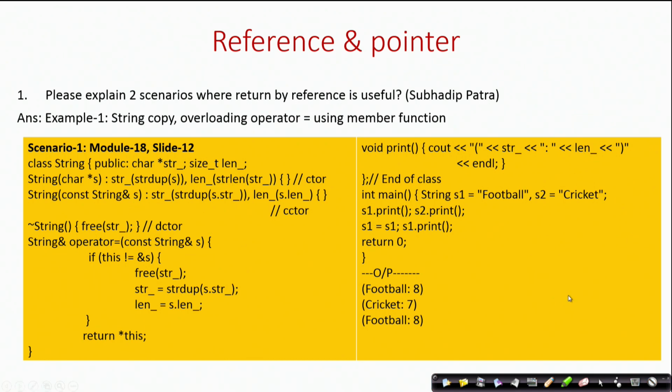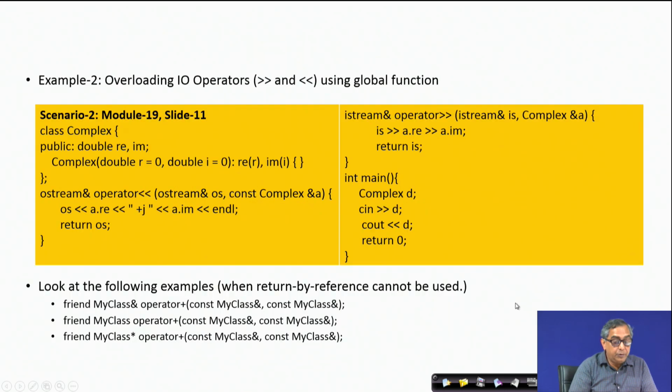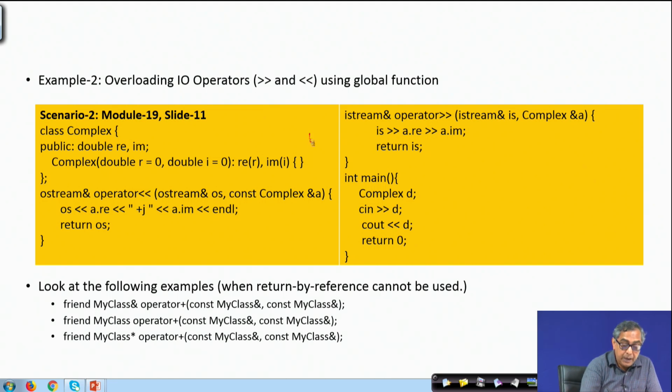You had asked for two scenarios. The other scenario is also equally important, think about that you want to overload the input output operators for a specific class. So, it is a complex class. Actually, this example is given in the modules, the slide number you can see. Now, you want to write this, so that given any data of the complex type, you should be able to write a cout or a cin on that. So, you want to overload those operators. Now, naturally, what could be the input parameters?